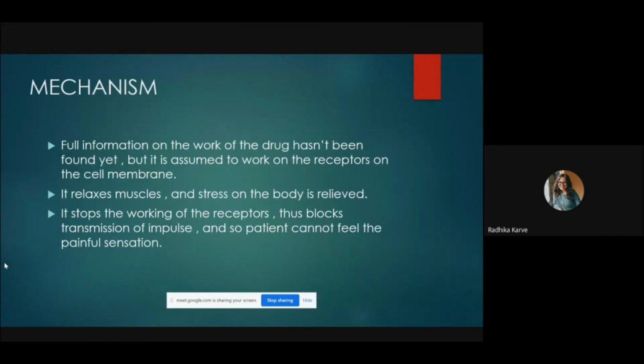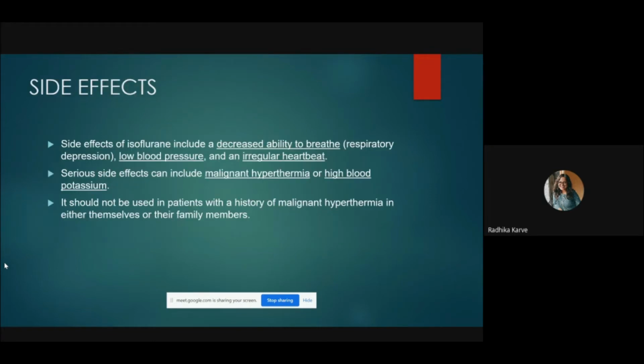It can't be used or inhaled by pregnant women, but it's okay for it to be used during cesarean deliveries. So there are some side effects. It decreases the breathing rate, and you get low blood pressure and an irregular heartbeat. So the side effects are quite dangerous.